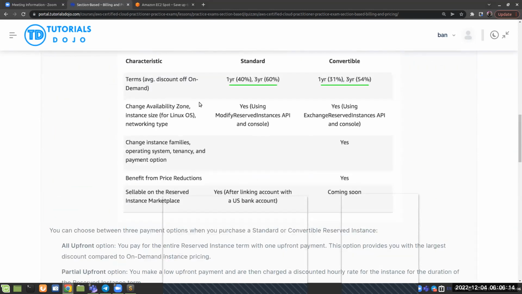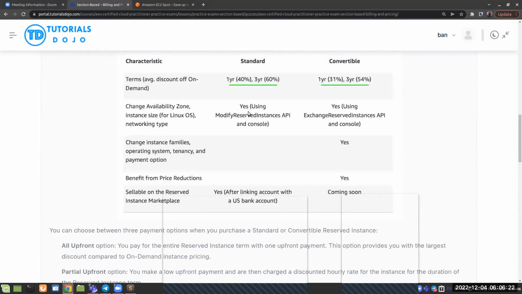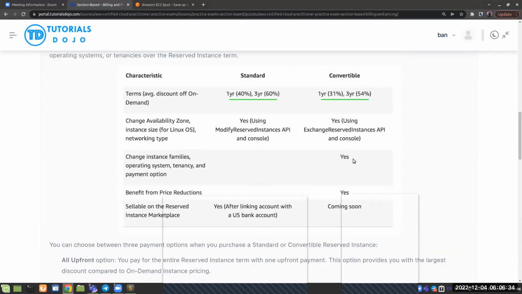And this is a nice diagram, a nice comparison here: standard versus convertible, and how you are charged. Remember that with convertible, the key thing is that you can change the instance family, operating system, tenancy, and payment option. That's one thing that you can do with the convertible instance. You see it's a yes, but you cannot do it with the standard instance.